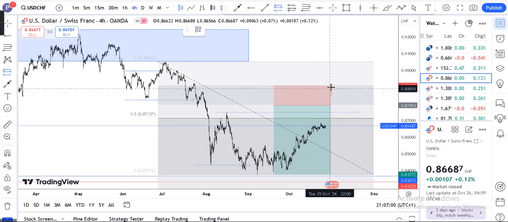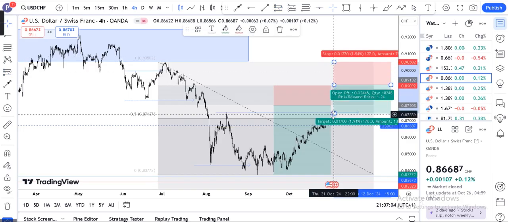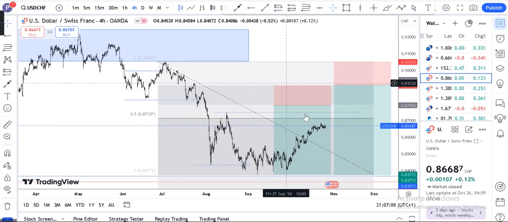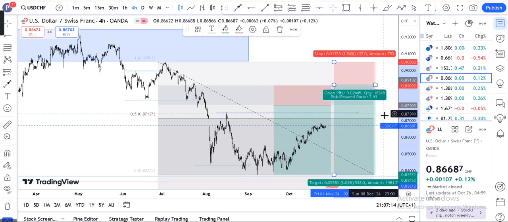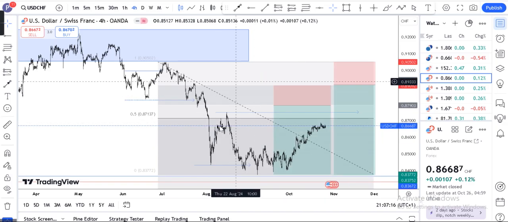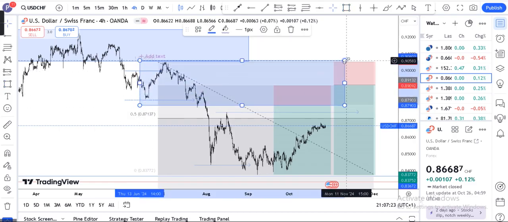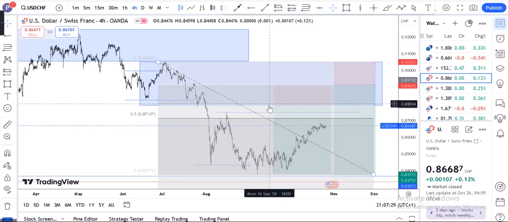Now for the second entry, our trade will look like this. Our entry, our stop loss, and our take profit. So this is what we are going to be looking out for in this particular trade. This is for us looking out for market to retrace into this area. This is what we are going to be looking out for.